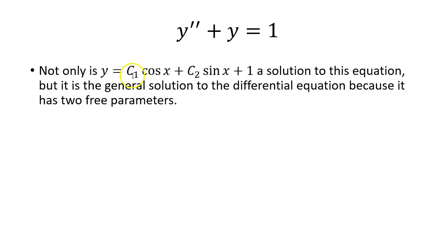Not only is this c1 cosine x plus c2 sine x plus 1 a solution to this equation, it's actually the general solution, because it has two free parameters. If you had two initial conditions, you can set up these c1 and c2 values so that it satisfies the differential equation completely. That means this covers all possible solutions that you can imagine. It's the general solution.